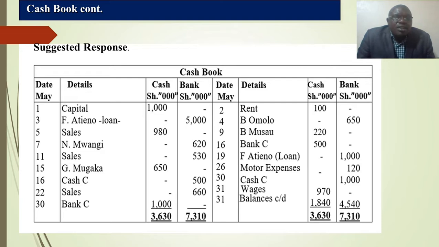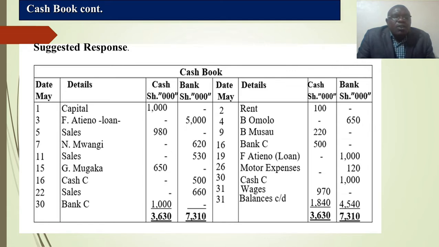The amount is 100,000 and it was paid in cash. So we go to the cash column and we record 100,000. Then on May 4th, B. Omolo was paid 650,000 Kenya shillings through the bank. So the bank lost money. We go to the bank column and we record 650,000, which was given away to B. Omolo.